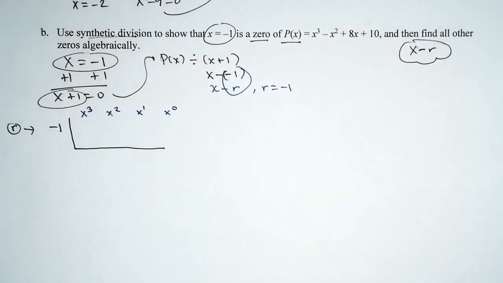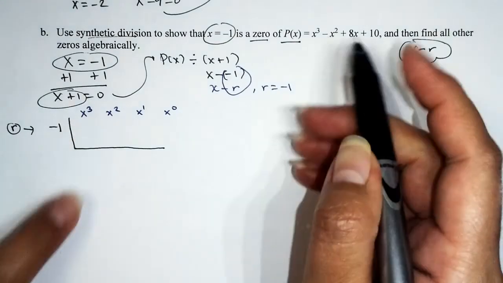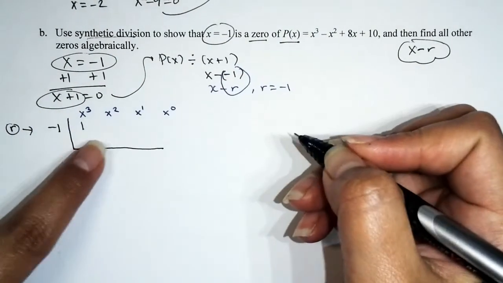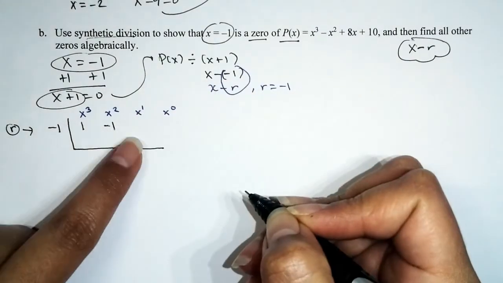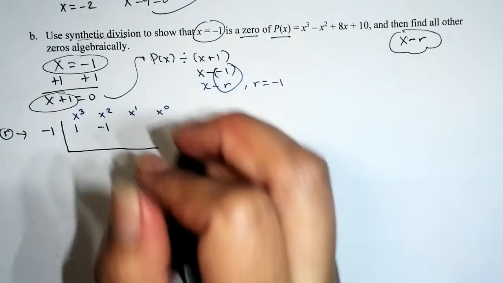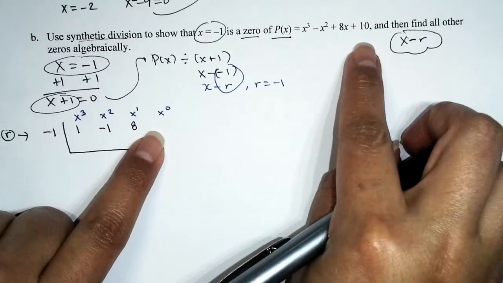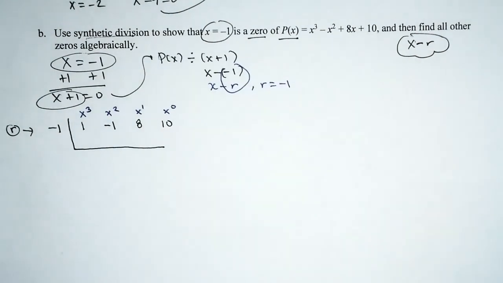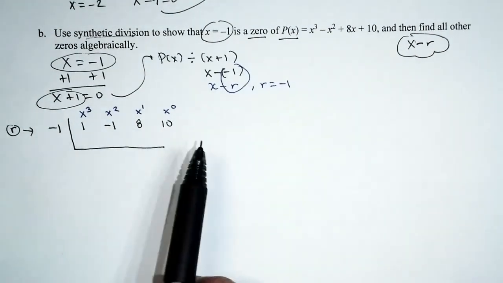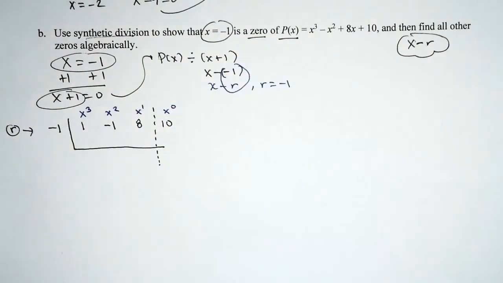Let's go ahead and write down the coefficients. The coefficient of the x to the third is 1. The coefficient of the x to the second is -1. The coefficient of the x term is 8. And the coefficient of the constant term is 10. Well, it's just the constant term, but I kept the same wording. Let's separate the quotient from the remainder. We just separate the last column. So let's begin to divide synthetically.